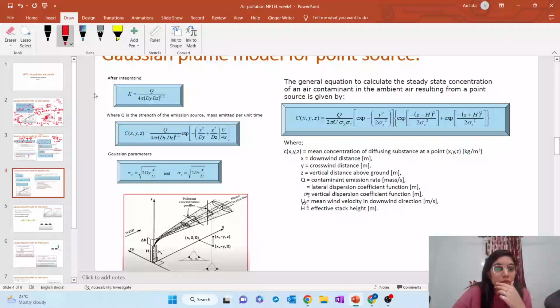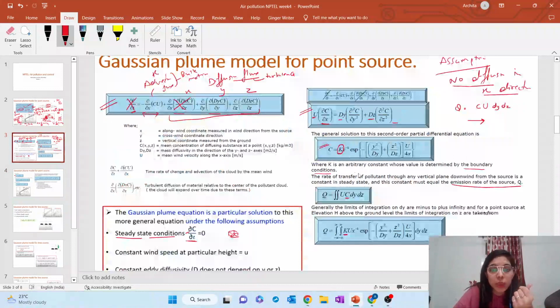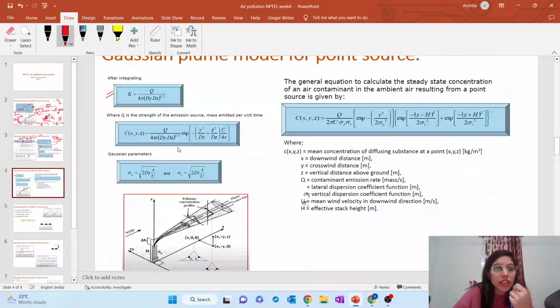Okay, so this is k, and then they put this k value back into this equation, the boundary condition, and solved it to find this. So ideally this is the concentration of a plume at a point source. It depends on the emission rate, diffusion flux, and speed.